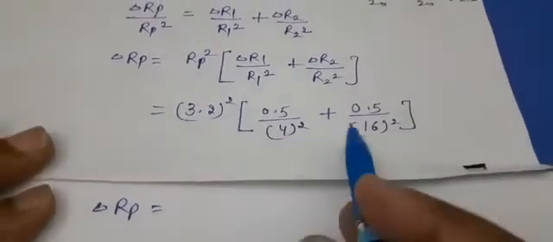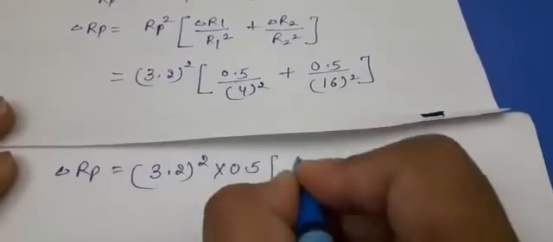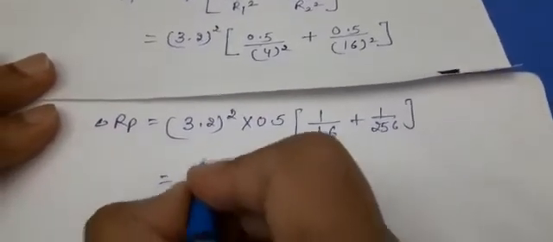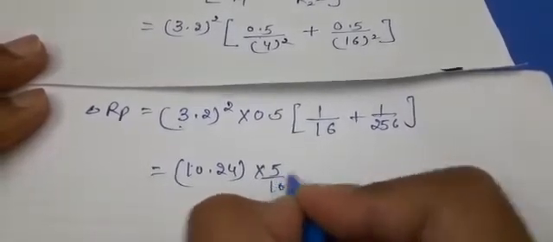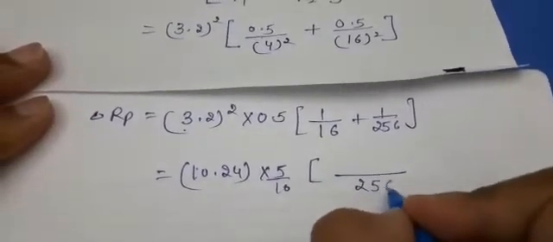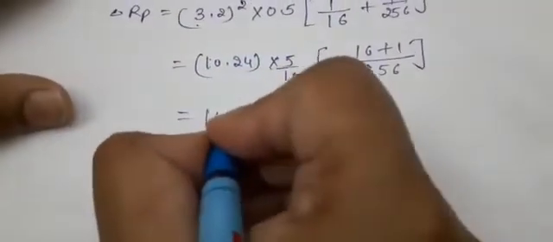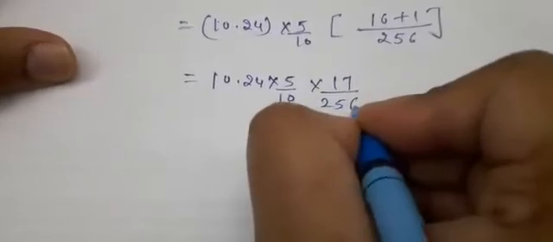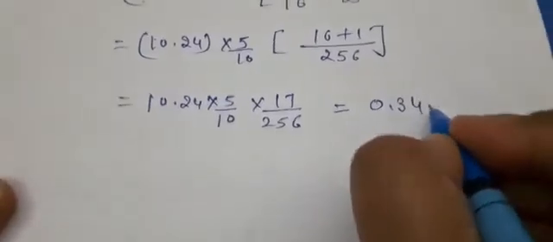Now when you solve this, you will get 3.2 square. Here you can see this 0.5 is common. Now it is the calculation part, it's up to you how you will do it. So it is 1 by 16 plus 1 by 256. Now 3.2 square is 10.24, into 5 by 10, into, when you take its LCM, 16 plus 1. So 10.24 into 5 upon 10, this is 17 upon 256, and when you solve it completely, the answer will come out to be 0.34 ohm.